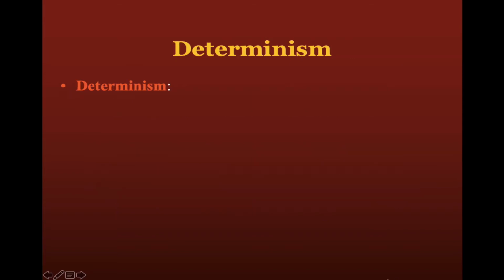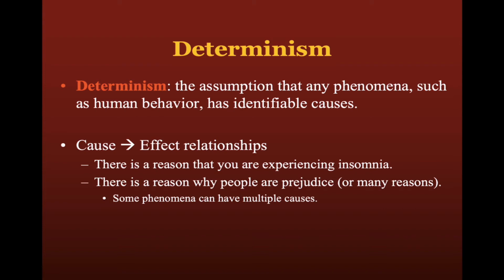The second is determinism. And that's the assumption that anything that we're measuring, any kind of human behavior, any phenomenon, has identifiable causes. It could be one cause, it could be multiple causes, but the idea here is that there is an identifiable cause. So the idea of cause and effect, right? We may not know what the effect is, what the cause is, but we know that one exists. And if we look hard enough, we'll find it, right?